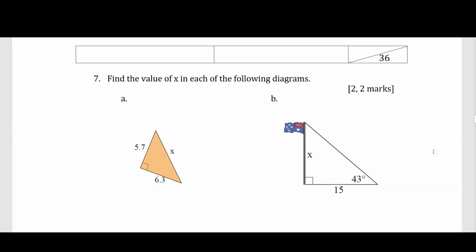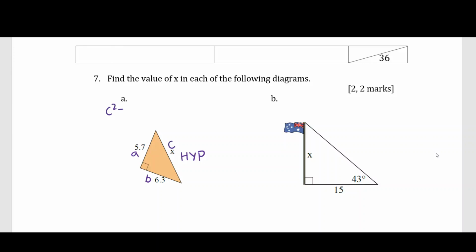Now for this section, you're allowed to use a calculator. All right. So number 7, find the value of x in each of the following diagrams. So for this first step, we're going to use Pythagoras. And what you need to do is realize that this side here is the hypotenuse. And these two are the short sides. So we've got side A, B, and we're going to call this one C.